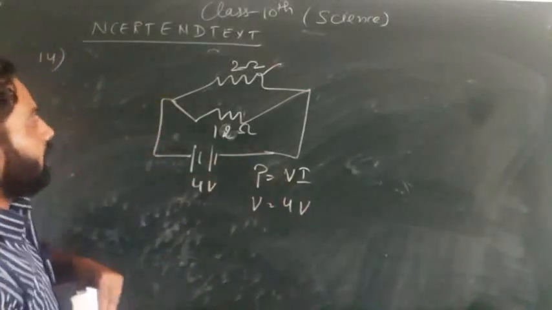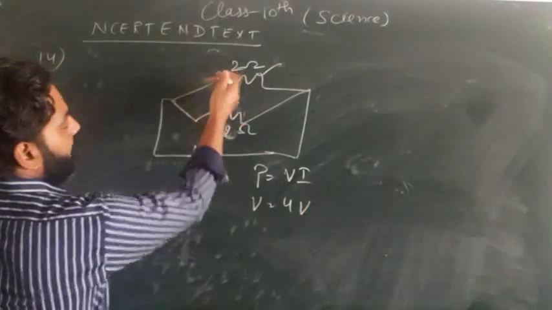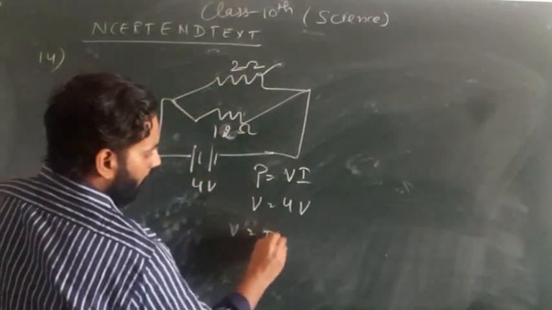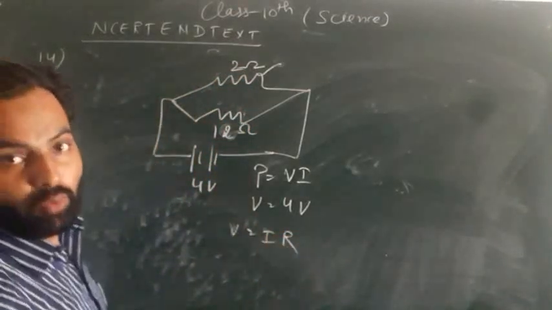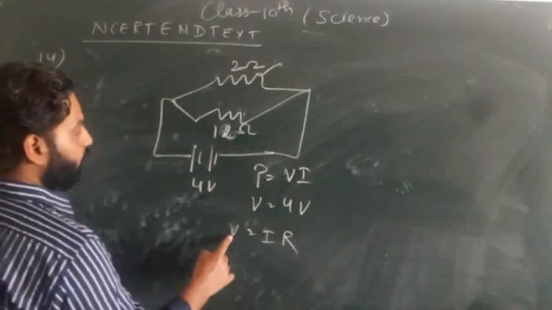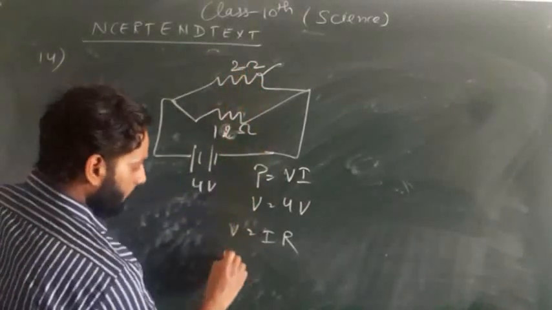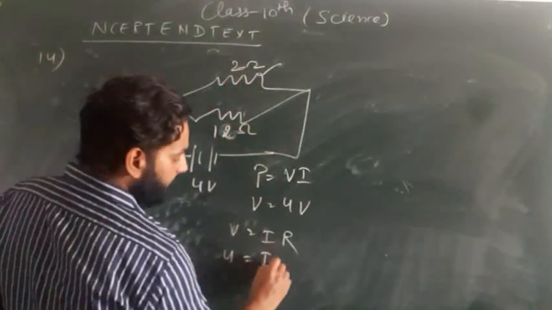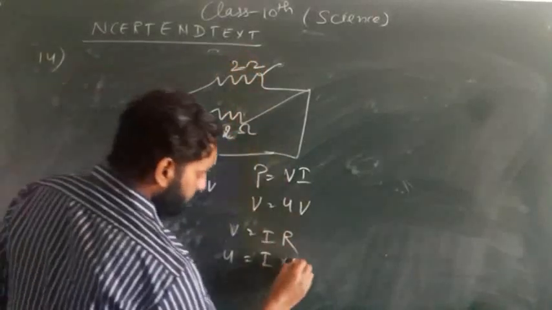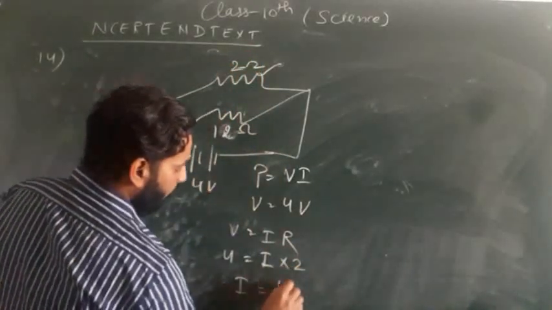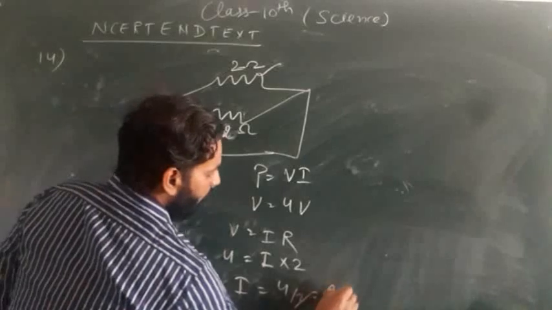If we want to find I, we know that V is equal to IR. What is V for that 2 ohm resistor? That is 4. We have to find I. What is the R of that? The R is also 2. So I comes out to be 4 by 2, that again comes to 2 ampere.